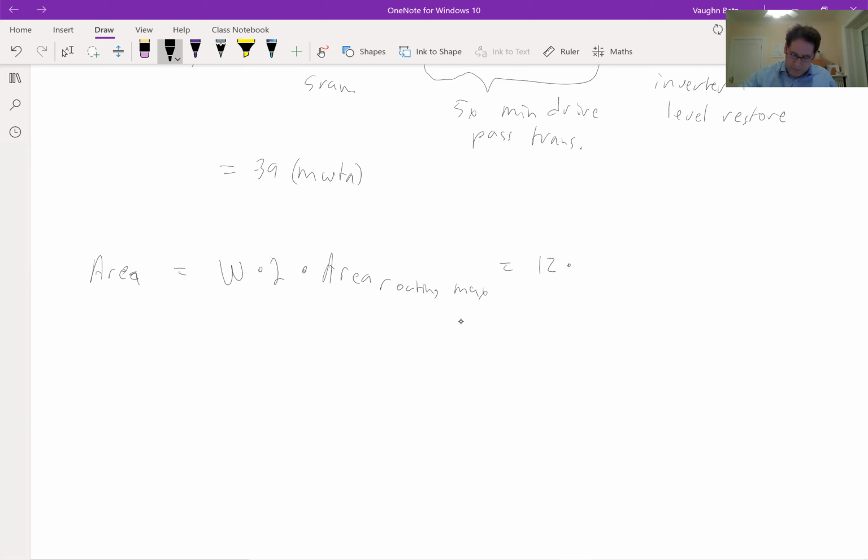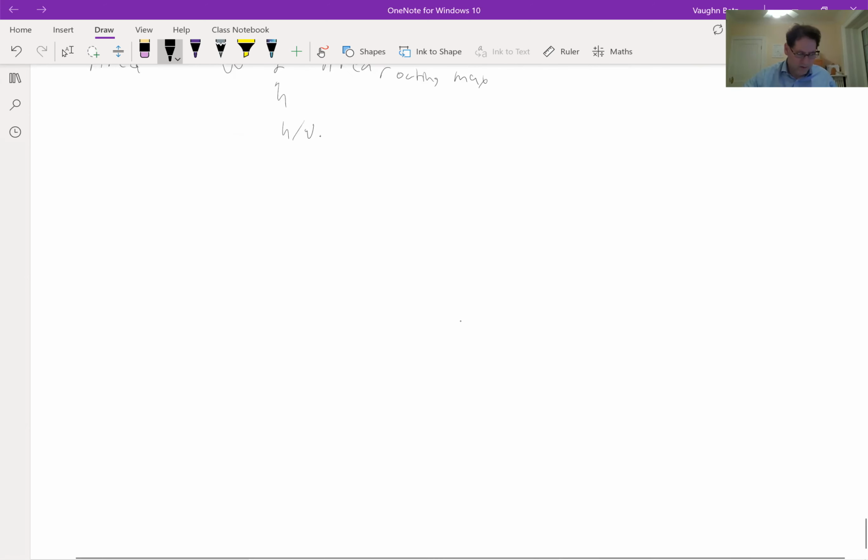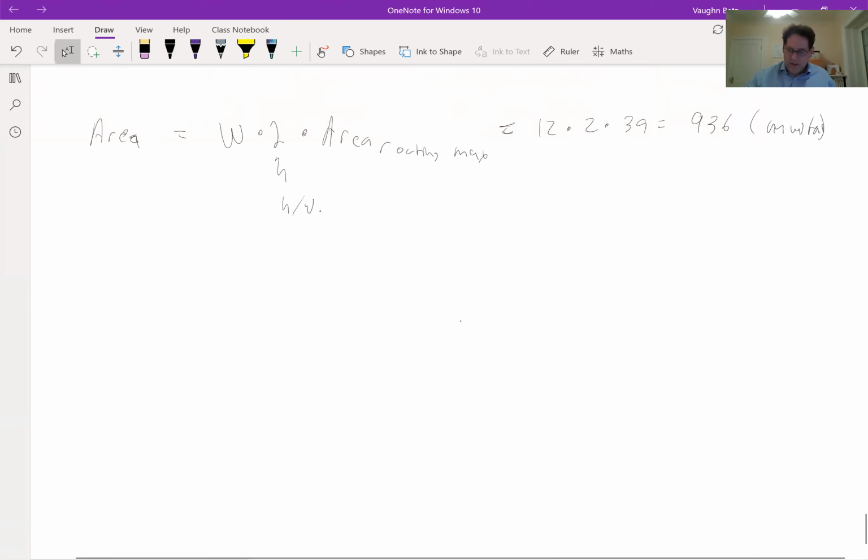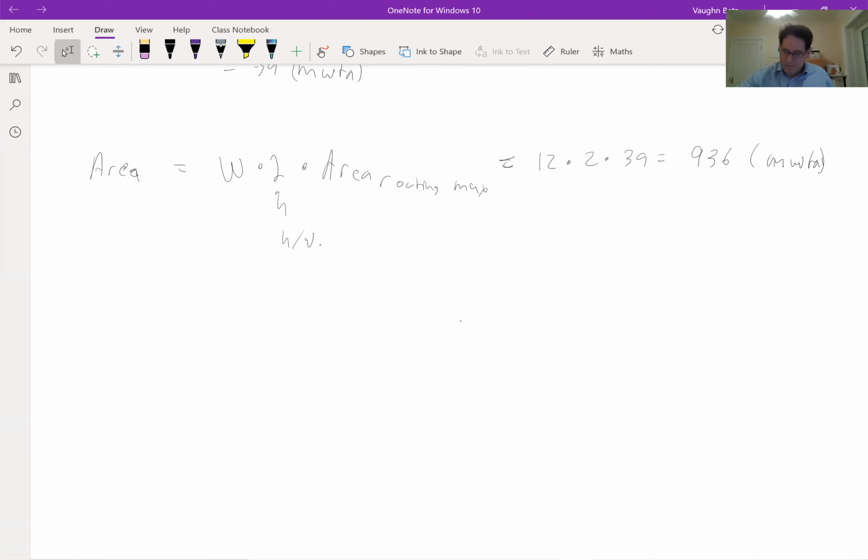Okay, so I plug in the numbers for that. That's 12 times 2 times 39, which is equal to 936 of these minimum width transistor areas, which is pretty big. And this 2 came from horizontal and vertical. Okay, so this is basically the area of the general routing. So this is another important number.